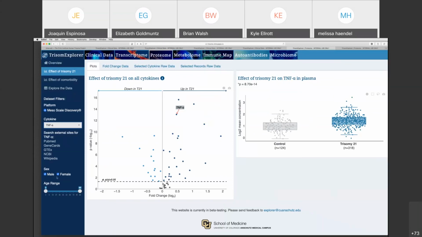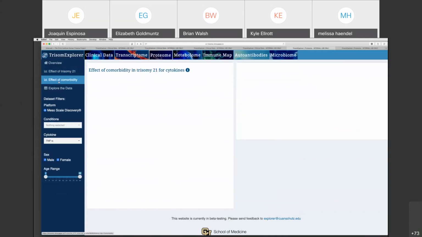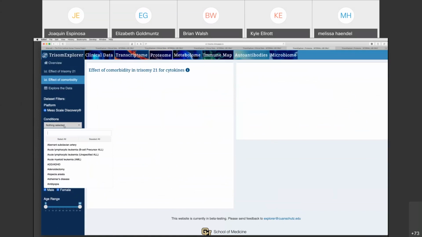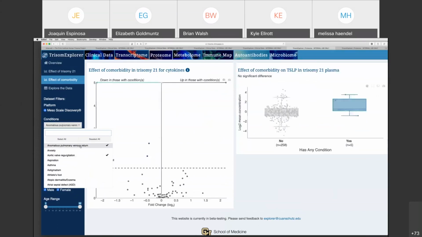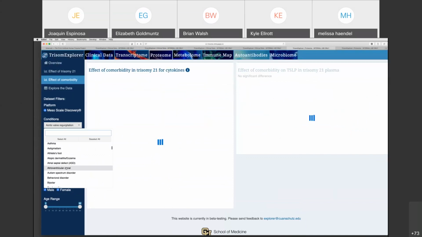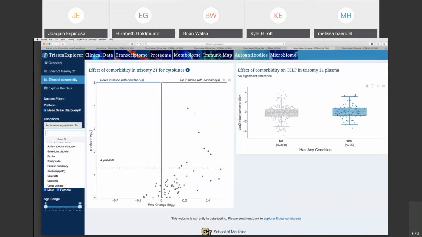Now let me show you what happens when I want to ask within people with Down syndrome, what is the impact of having this or that comorbidity? So now I'm going to go here to effect of comorbidity, okay? And then I get to select my conditions. And we were in the business of heart disease. I can pick up, for example, that. Well, that's probably not exactly heart disease. I can pick up ASD. There's one more for the sake of demonstration. So now I selected 3 conditions, okay, here.